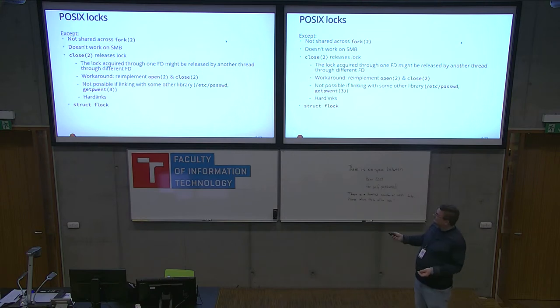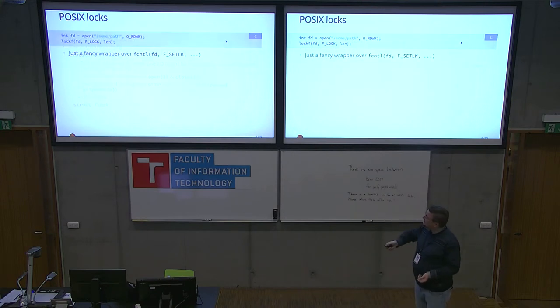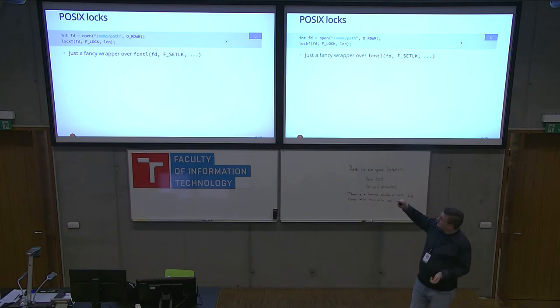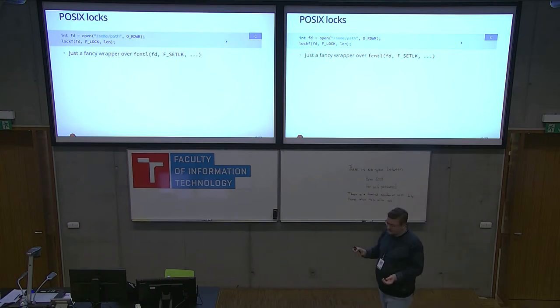Historical reasons, yeah. Okay, but there's another API that we might use, again, for POSIX locks. It's called lockf, but this is really just a fancy wrapper over fcntl. It does basically nothing more. It has the same capabilities.